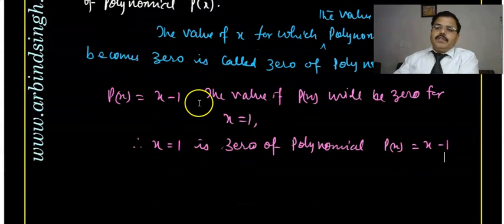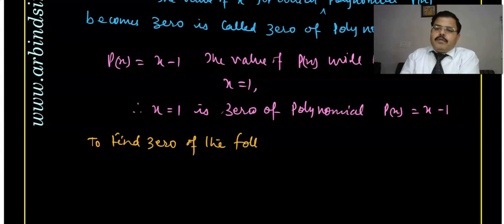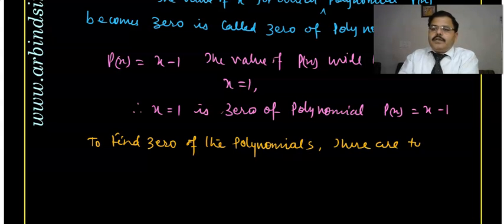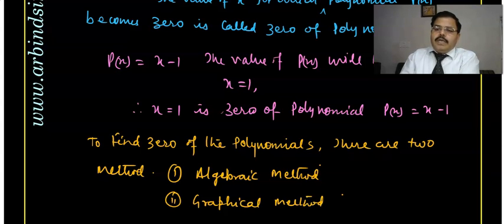How can we obtain it? To find the zero of a polynomial, there are two methods. One, the algebraic method, and second, the graphical method. So let me discuss them one by one, the algebraic method and the graphical method.